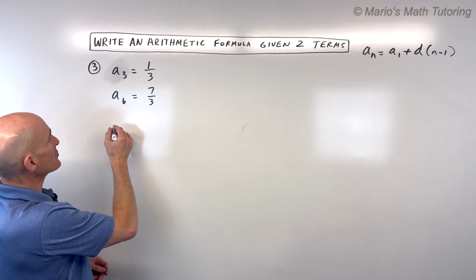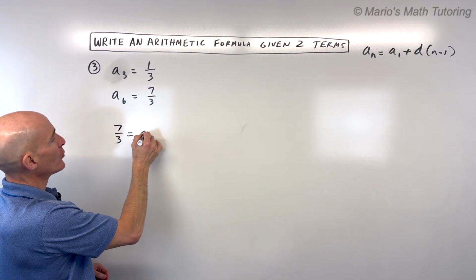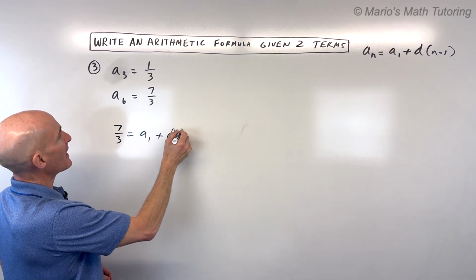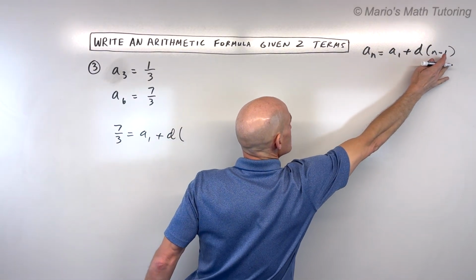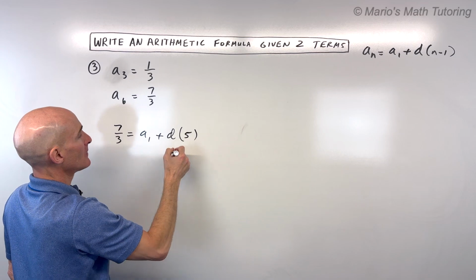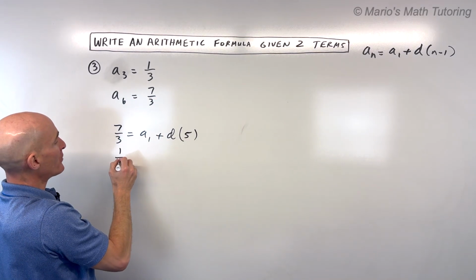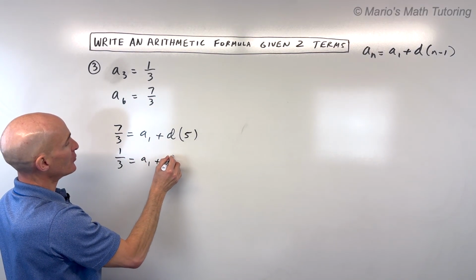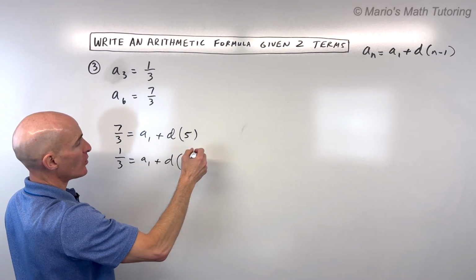So we've got the sixth term is 7/3. We don't know the first term. We don't know the common difference. But again, 6 minus 1 here will give us 5. And then for the third term, we know that's 1/3. We don't know the first term. We don't know the common difference. 3 minus 1 is 2.